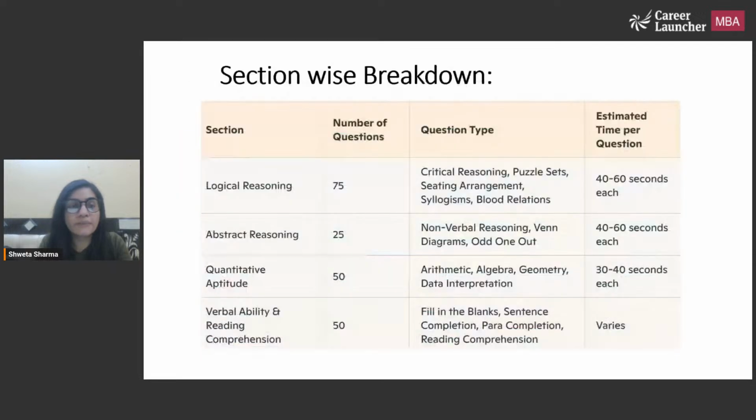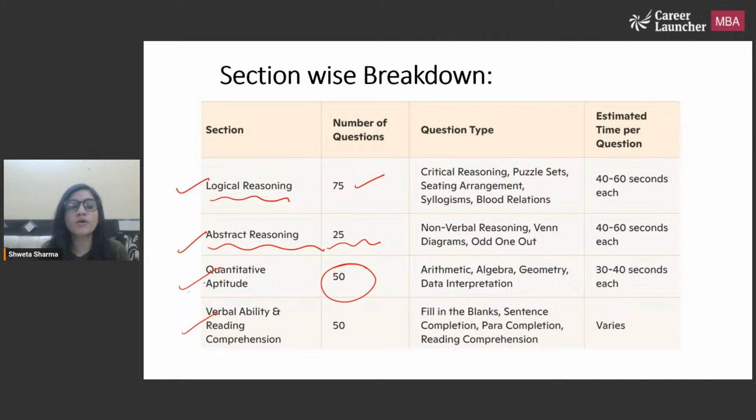Taking you through the section-wise breakdown for each, you can see we have logical reasoning, abstract reasoning, quantitative aptitude, and VARC, as I just told you. The number of questions is bifurcated as such: 75 for LR, 25 questions in abstract reasoning, 50 questions for quants, and another 50 for VARC. That's how the section breakup lies.